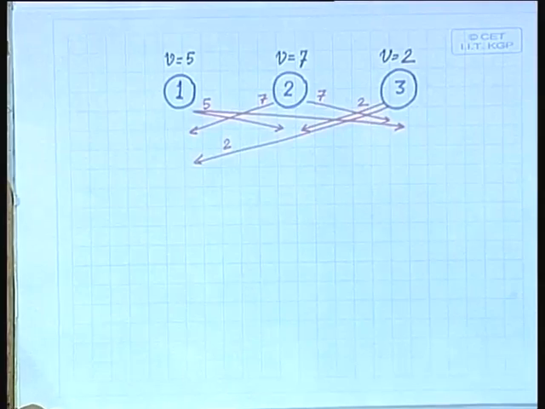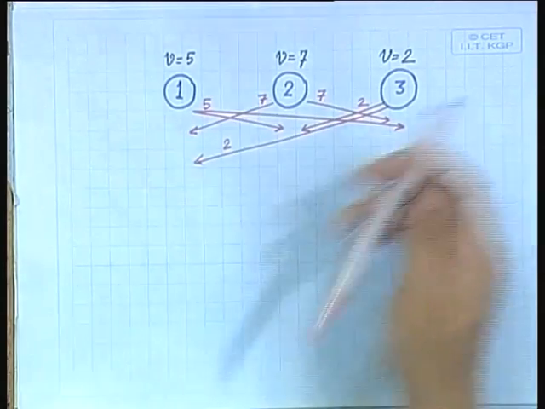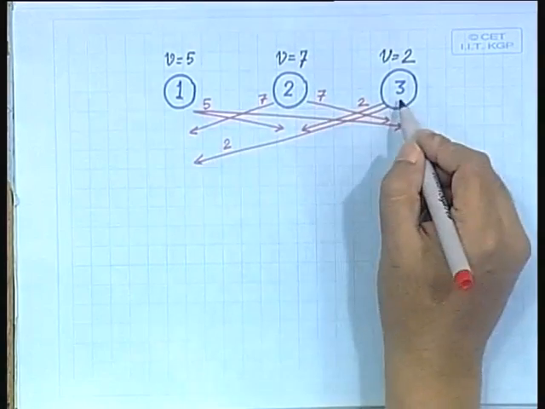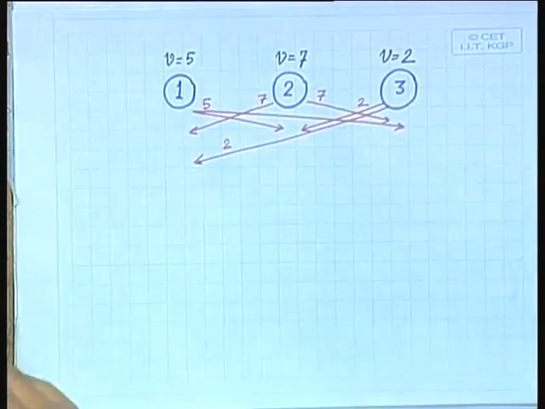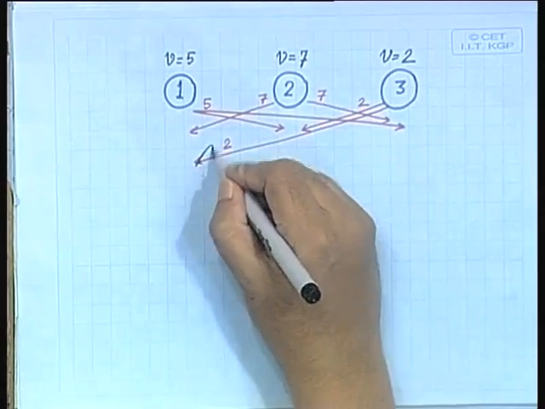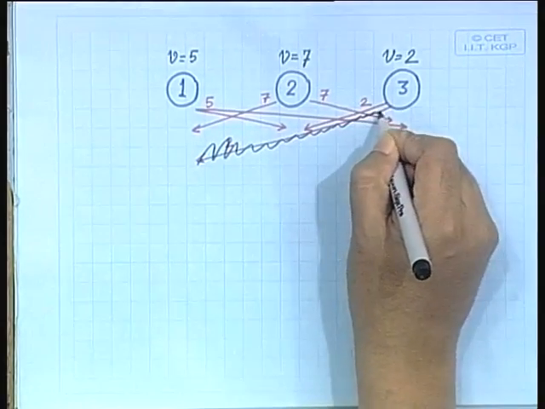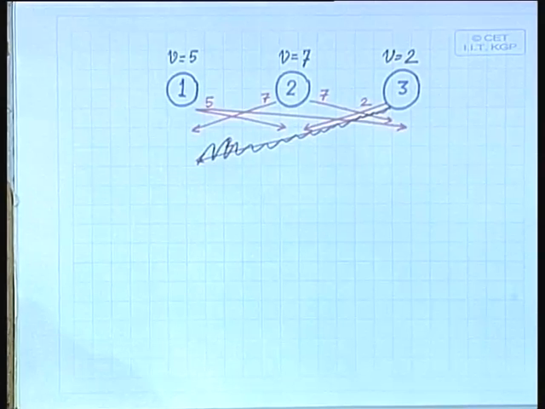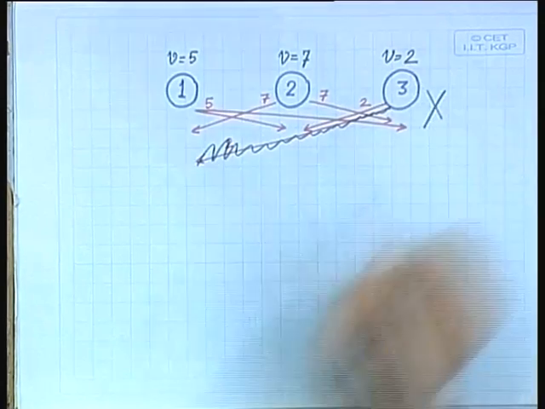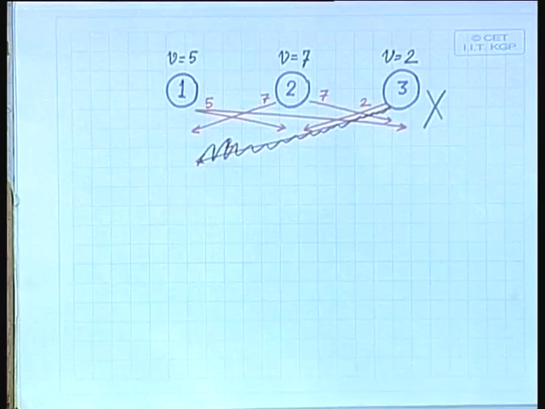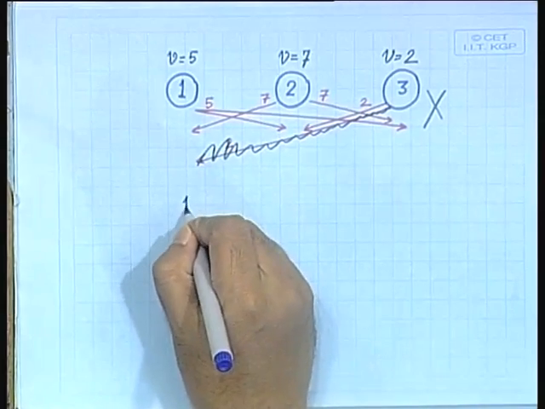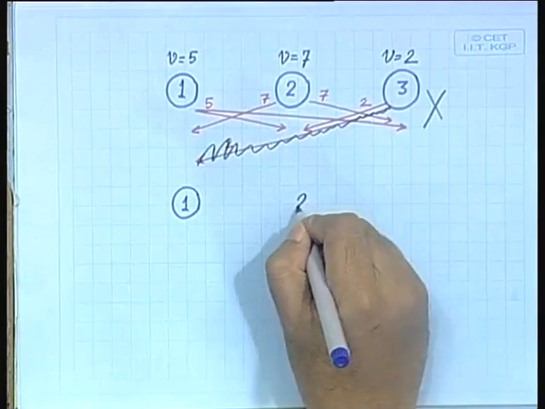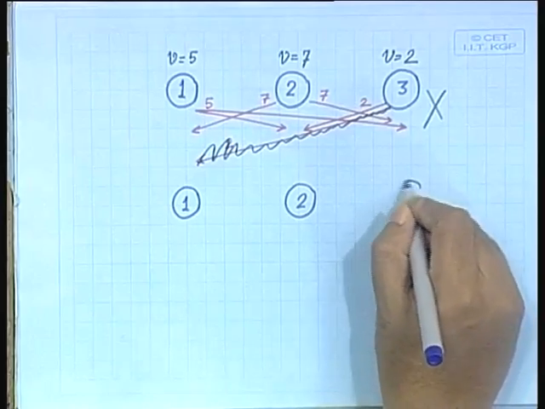Now let us say that before, when it sent 2 to 7, before 3 could send 2 to 5, at this point of time, before sending this, it failed. So 3 is down now, 3 has crashed, right. So now tell me what is going to be the values of these at the end of the first round.